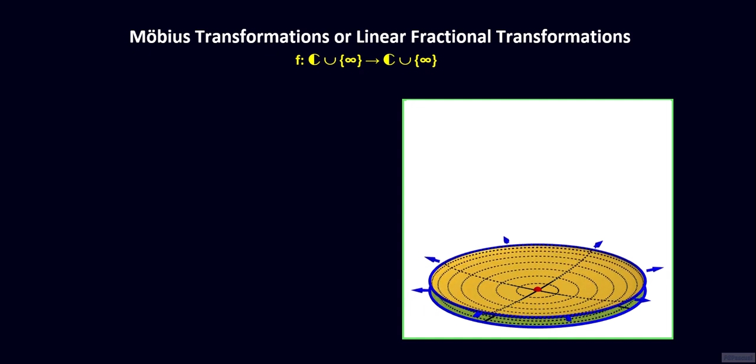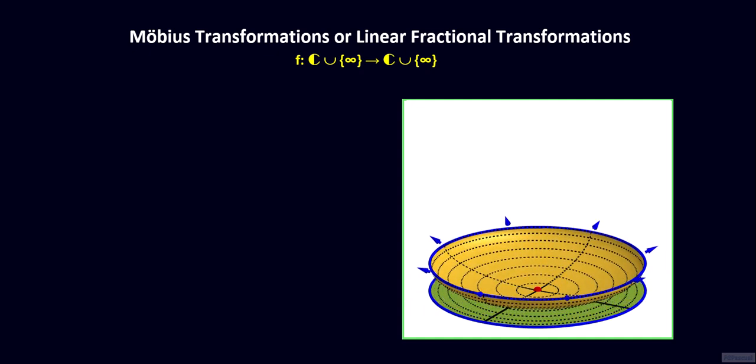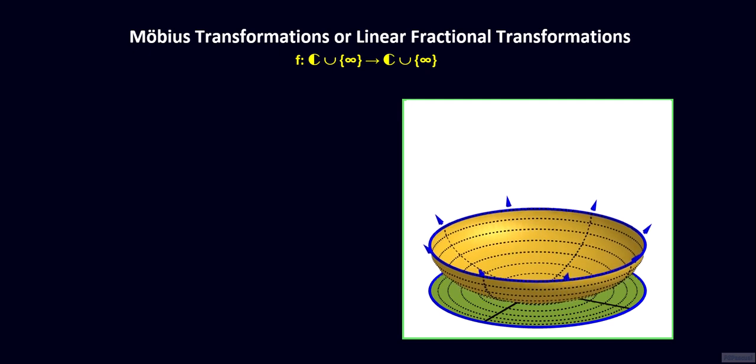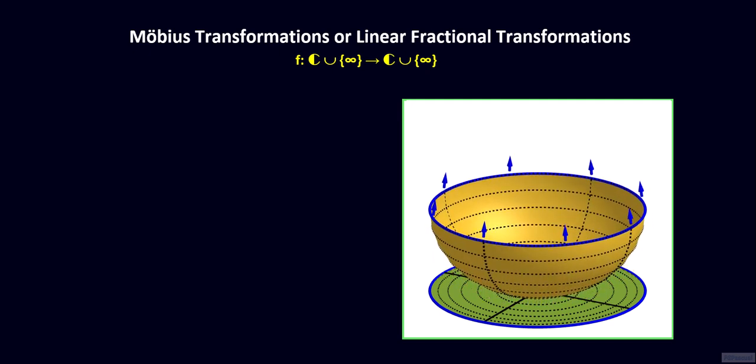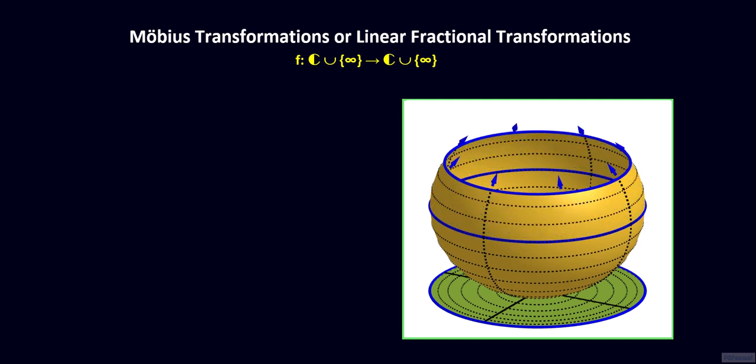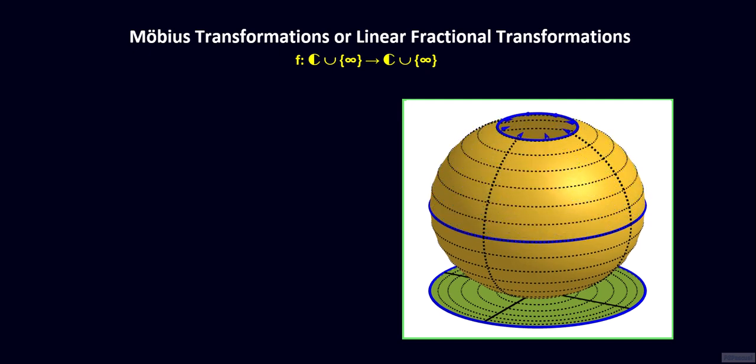This is like gathering up the horizon and taking the complex plane with it, and then pulling the horizon tight like the drawstring of a sack and shrinking the horizon down to a single point. Think stereographic projection.